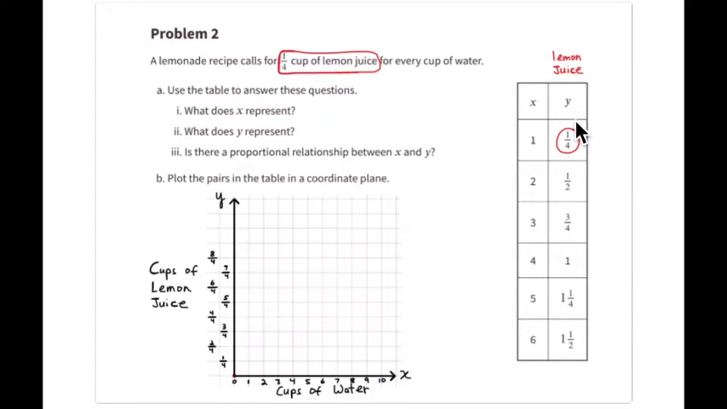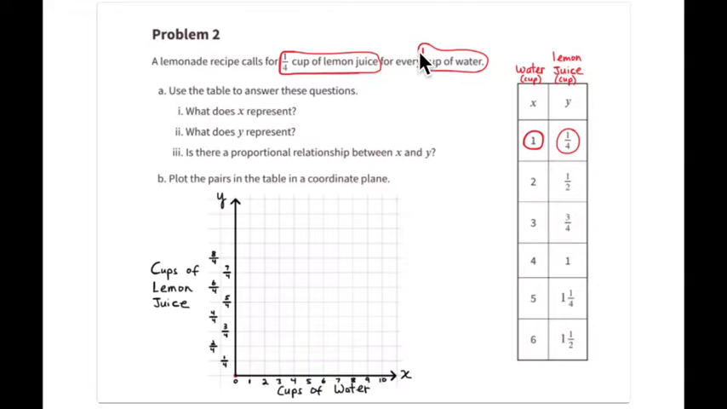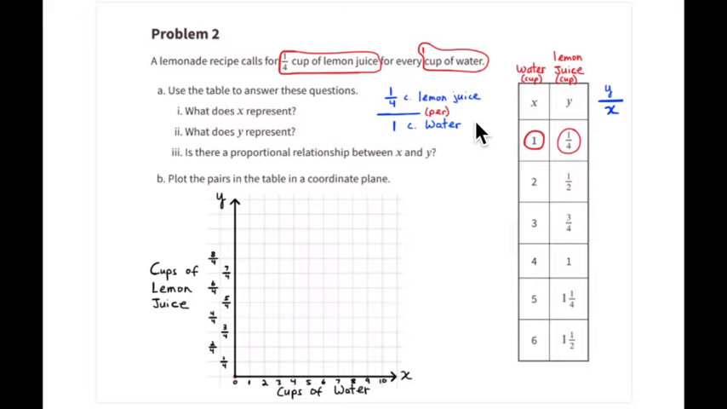So Y is going to be the cups of lemon juice. And it's for every cup of water, or every 1 cup of water. And there's the 1 right there. So X is going to be the cups of water. And you can read this as 1/4 of a cup of lemon juice per 1 cup of water, or lemon juice per water. And so that's y over x.